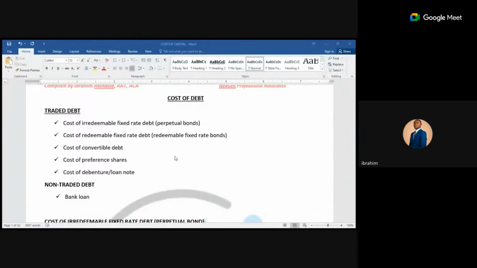Non-traded debt, you cannot find it in the market. If I say money market, where people go and borrow money, you cannot see non-traded debt because it is not traded in the market. A typical example of non-traded debt is a bank loan. Class, what is it? It is a bank loan.